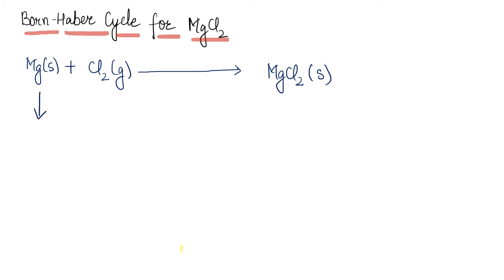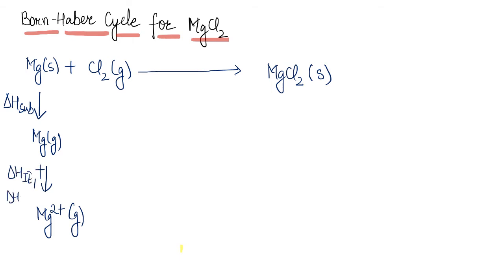First of all, the magnesium is converted into magnesium gas. This is called enthalpy of sublimation. Then magnesium gas is converted into magnesium 2 plus ion. Yes or no? So we have to add, like the magnesium will give out 2 electrons. So there will be 2 ionization energies: ionization energy 1, ionization energy 2. Yes or no? Okay, because magnesium से magnesium 2 plus ion बनाना है तो हमें 2 electrons बाहर निकालने पड़ेंगे magnesium से, इसलिए we are considering ionization energy 1, ionization energy 2.